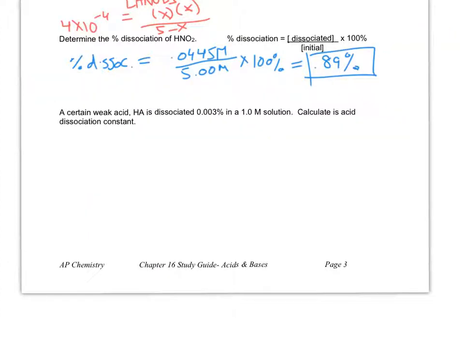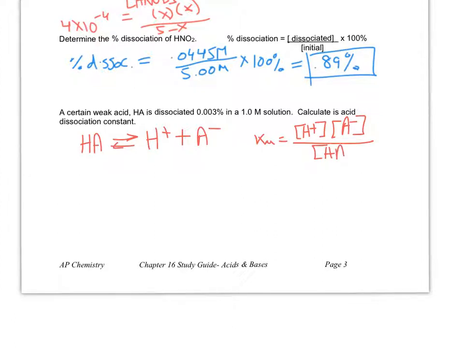Let's try another one. It says a certain weak acid, HA, is dissociated 0.003%, very little dissociation, in a 1 molar solution. Calculate its acid dissociation constant. So we want to calculate Ka. I start with my dissociation equation. Since I'm not given what the acid is, I'll just use HA, H+ and A-. Since I want Ka, I'll write the expression. It's the concentration of the H+ times the concentration of the A- over the concentration of HA.